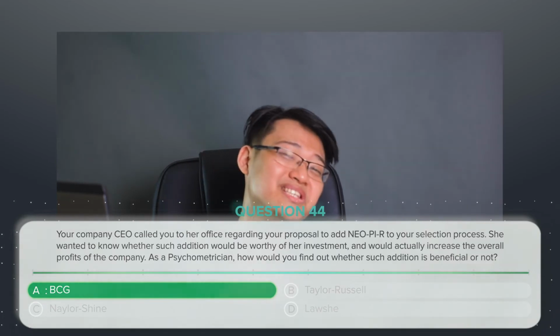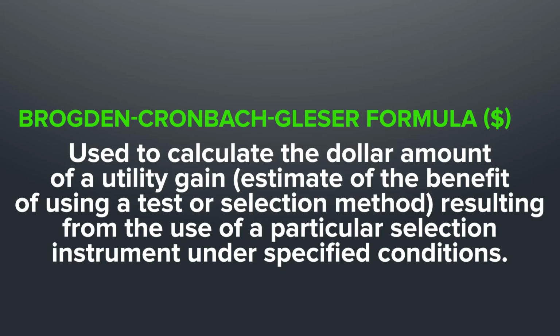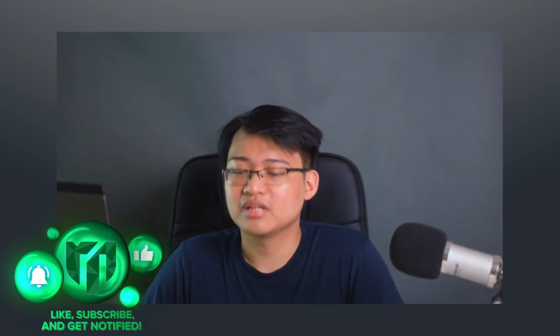So, hindi po yan BGC lugar yun. BCG is the Brogden-Cronbach-Gleser formula. Literally, it means you are calculating the dollar amount of a utility gain, or the estimate of the benefit of using a test or selection method resulting from the use of a particular selection instrument under specified conditions. Basically, magkano ba yung kikitain ng kumpanya kapag ginamit tong test na to? And there are variables there that they consider.